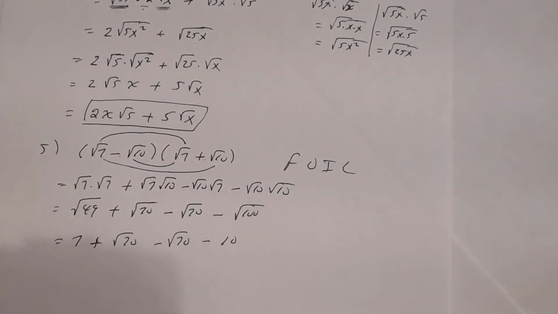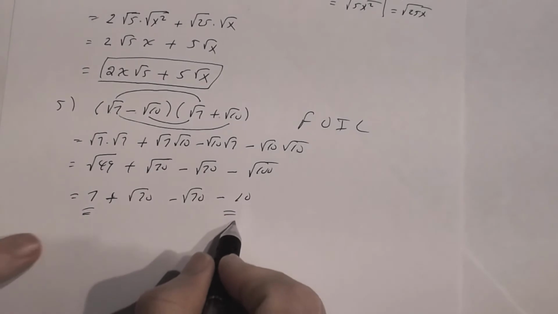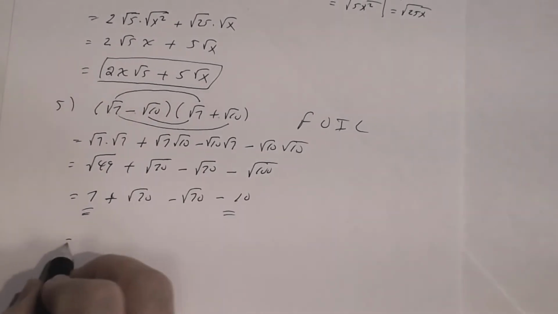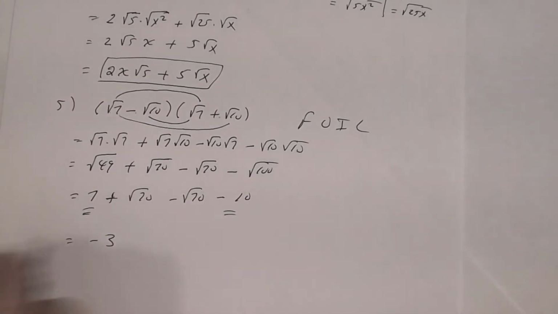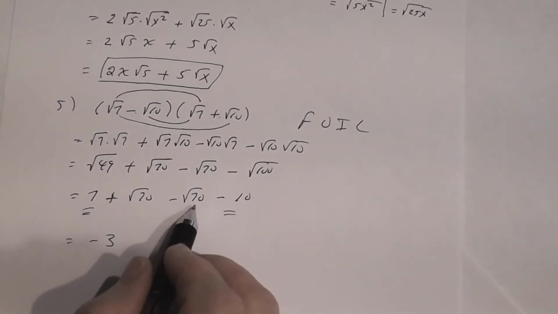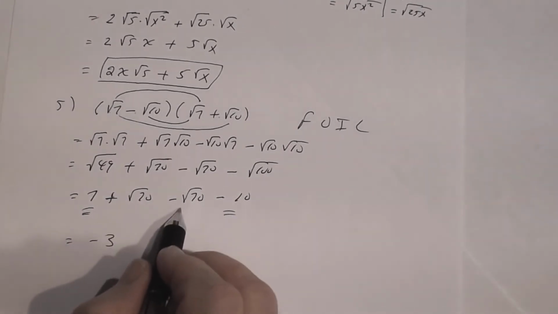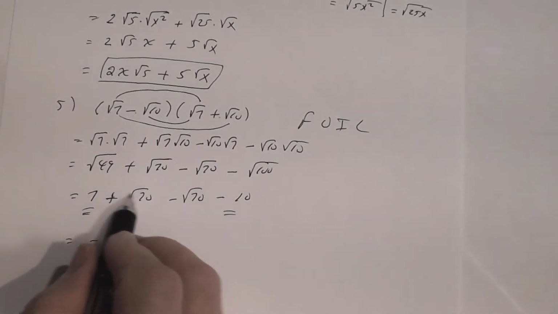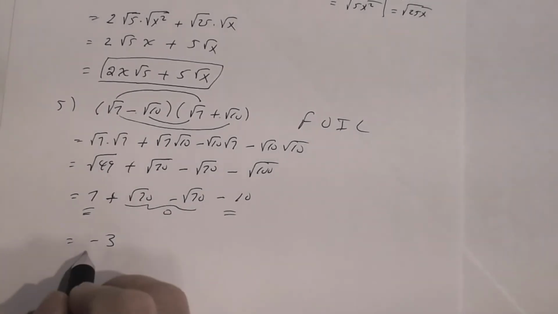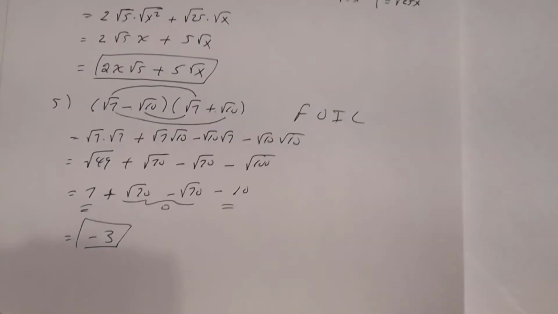Now let's combine like terms. So I know definitely I can combine these. I know right away I can do that, because 7 subtract 10 is a negative 3, right? But look at the radical. Are these radicals the same? Yes, they're both square root of 70s. But here's the thing. This is a positive 1. This is a negative 1. So what happens when you add them up? You get 0. So there's your answer, negative 3. Okay? All right, so that's number 5.